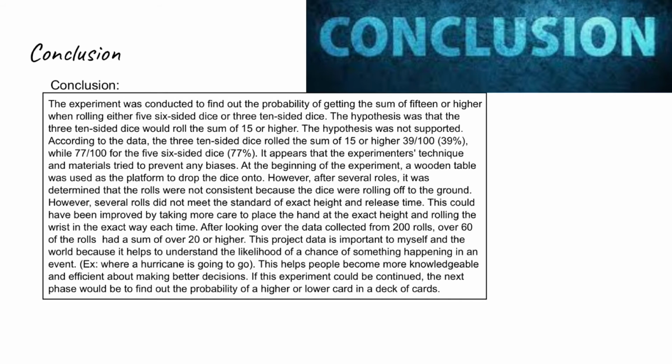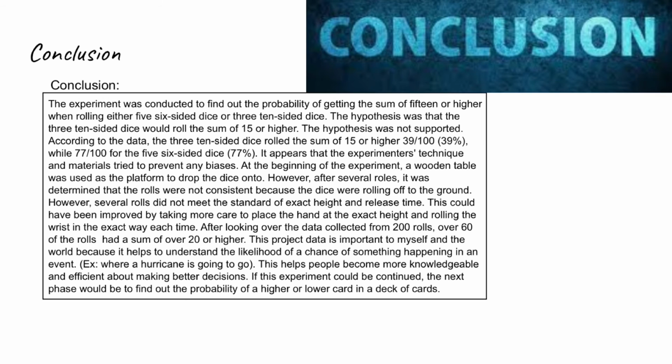In my conclusion, I found out that the experiment was conducted to find out the probability of getting a sum of 15 or higher when rolling either 5 6-sided dice or 3 10-sided dice. Unfortunately, the hypothesis was not supported based on the data. My hypothesis was that the 3 10-sided dice would roll a sum of 15 or higher more times than the 5 6-sided dice. But that was not the case after looking at the data.